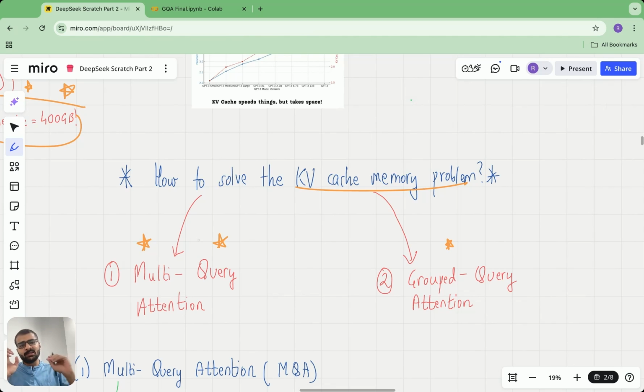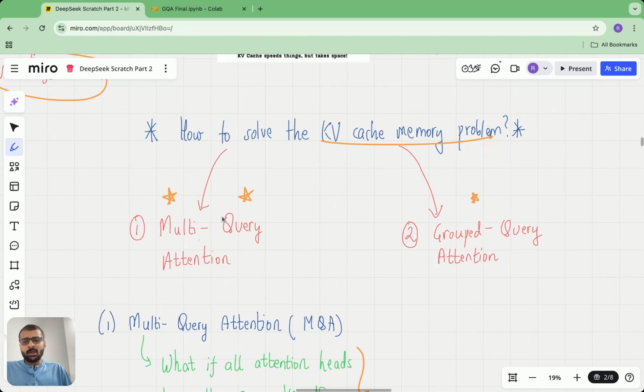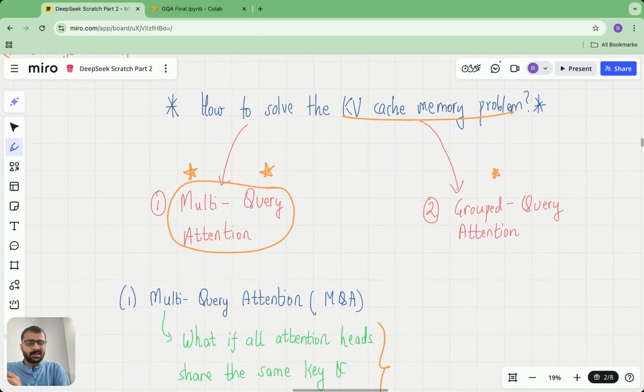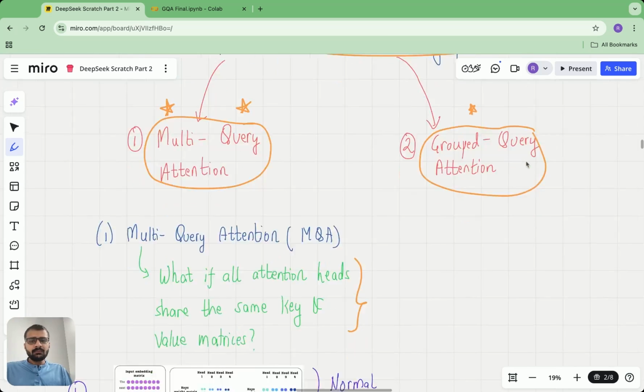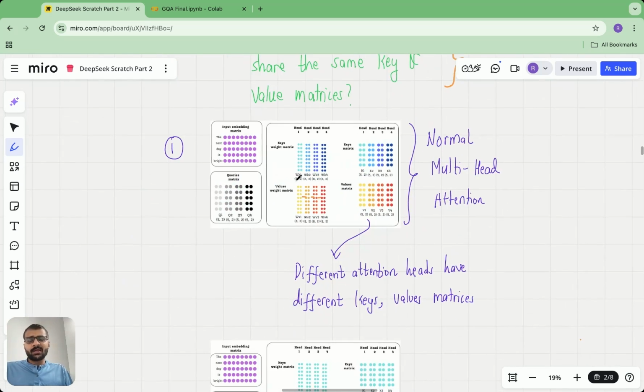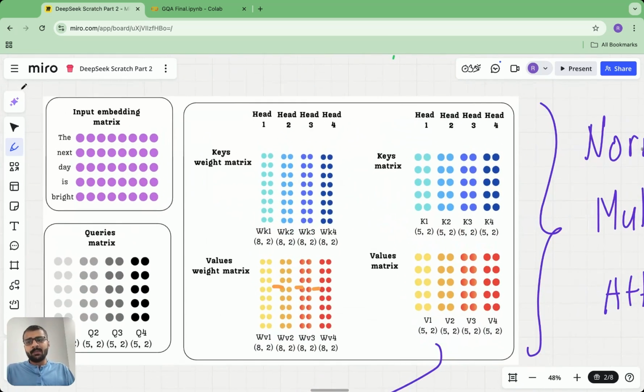And the ultimate way is the new innovation which DeepSeek implemented, and that's the multi-head latent attention. But to get to that, there were two other innovations. The first one was the multi-query attention, which we learned about in the previous lecture. And today we are going to learn about group query attention. The key concept of multi-query attention is very simple.